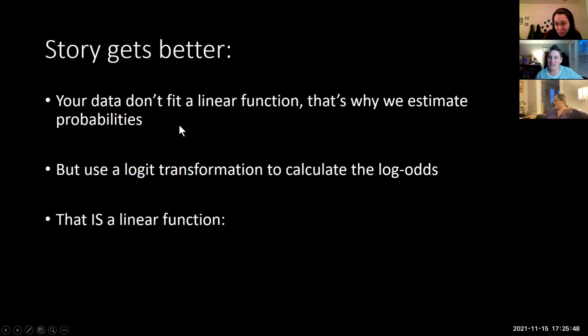Okay, so your data don't fit a line, so we're estimating probabilities. But you can use a logit transformation to calculate the log odds, and then that becomes a line, which is how we're able to fit something that's kind of like straight lines within this model. Somebody thought of that, and that just makes me so happy. How cool is that somebody was like, I know, let's just use a logit transformation.